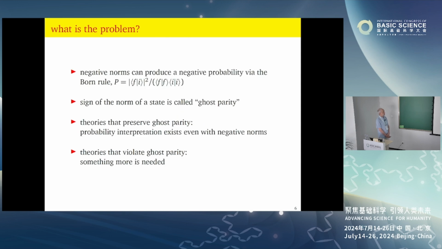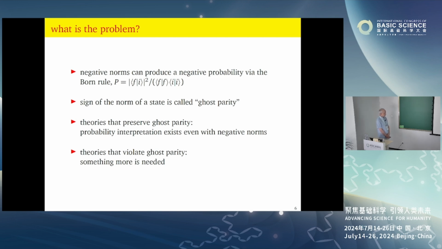Okay, so what is the problem? Well, it's the Born rule. So I've given the Born rule there, and negative norms can produce negative probability. For example, if the initial norm is positive and the final norm is negative, or vice versa, then you get a negative probability. So let's call the sign of the norm of a state the ghost parity of that state.